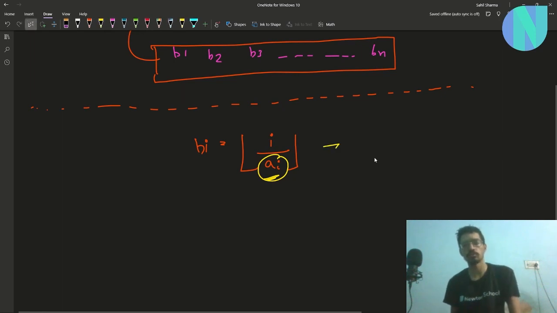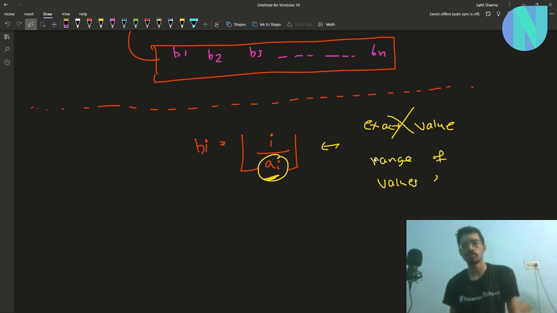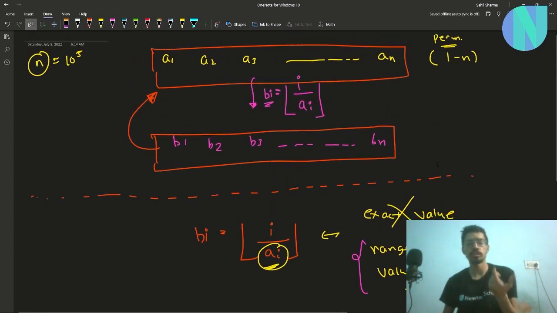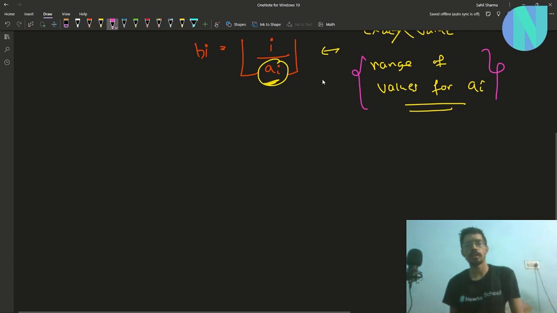If you solve this formula, you will not get the exact value. We will get some range of values for ai, and using these range of values, we will try to find the permutation a. So let's see how we can achieve that. Let's solve this formula and get that range of values that we are talking about.